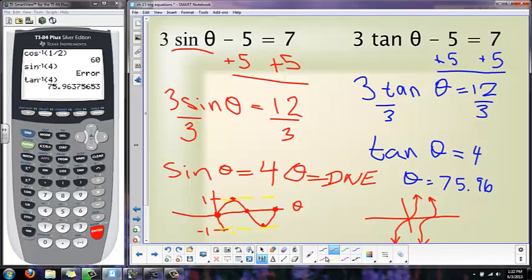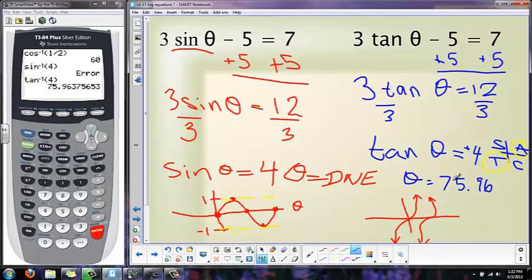Now, don't forget that just because you got your answer doesn't mean that you're done, because all students take calculus. We got tangent theta is equal to a positive 4, so that means I'm going to have 2 answers. You're always going to have 2 answers when you're doing this kind of stuff. One answer is going to be up here in the first quadrant. The other is going to be down here in the third quadrant where tangent is positive.